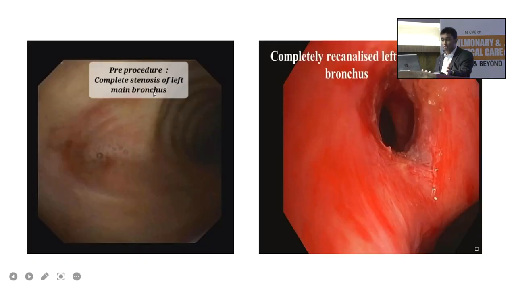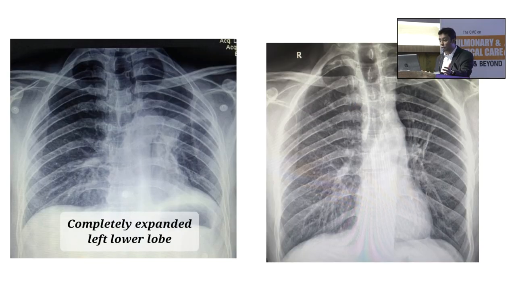So when we did a bronchoscopy, as you can see from here, there is nothing called a left main bronchus. There is only one carina, and it is directly entering into the right main bronchus. So what we did in such cases is a complete recanalization of the left main bronchus. And as you can see from here, after 1.5 years, the lung completely expanded. And after 6 months of follow-up, the left lung is completely saved. And a patient who was deemed to be oxygen dependent for life is not requiring oxygen anymore.